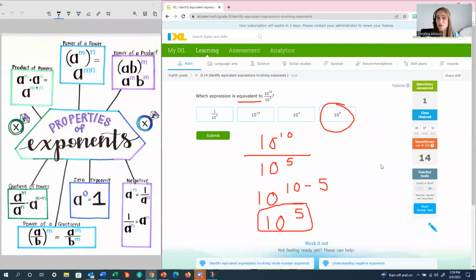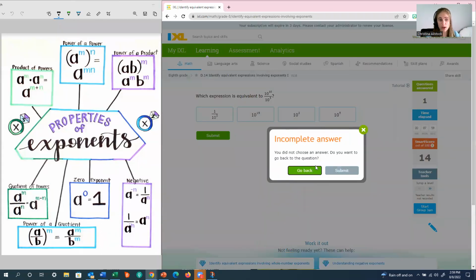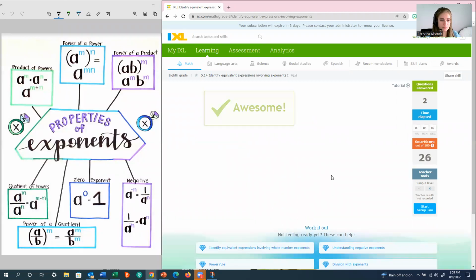Oops, I guess I forgot to click it, but that's the nice thing, I'm going to hit that again so you guys can see it. If you ever accidentally click submit but didn't really hit the answer, it gives you a nice reminder so you don't miss it and lose any points.